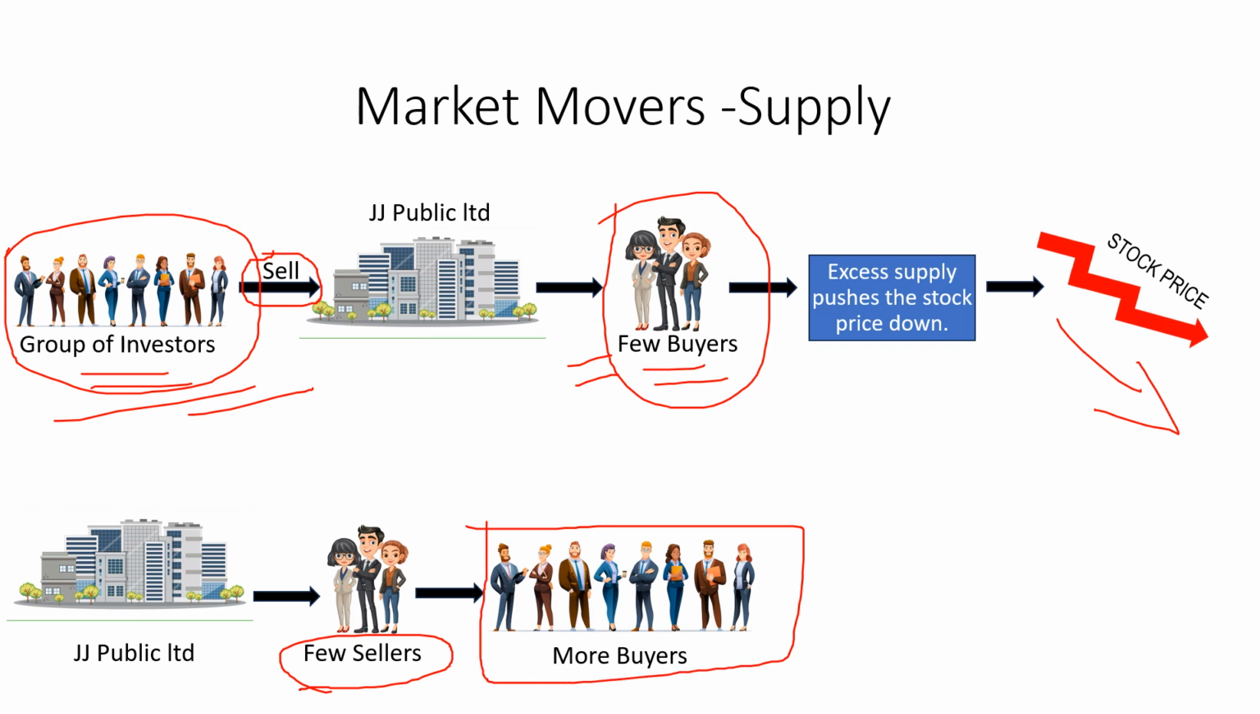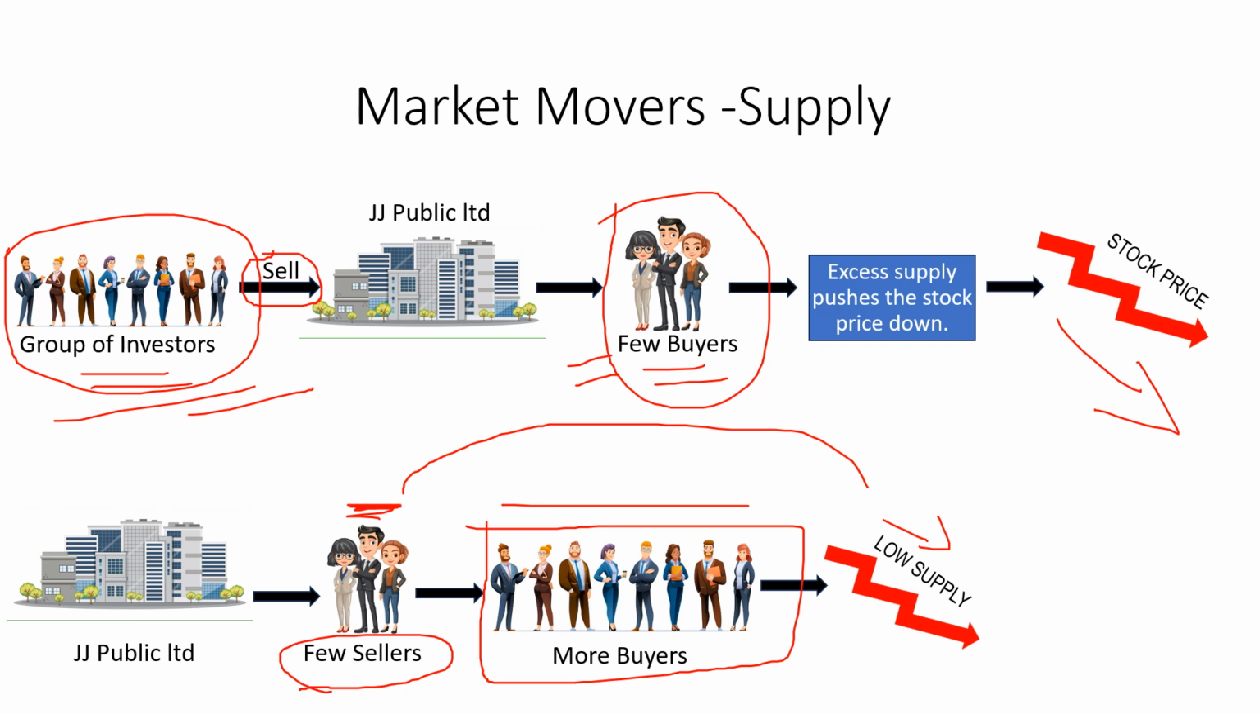So here, if you notice, there are more buyers than sellers, right? So what happens here? Obviously, the supply is low. Supply in the sense we are referring to the sellers. So always remember, sellers are suppliers and buyers are demand creators. Okay, so when this happens, obviously the stock price goes up.